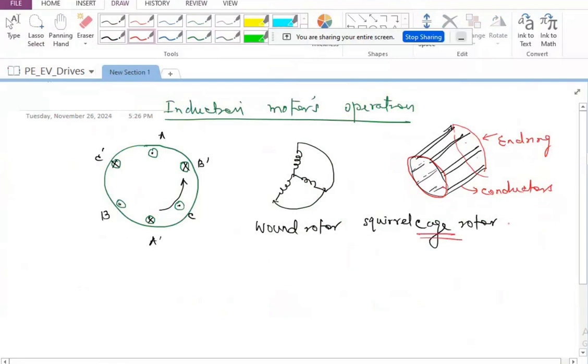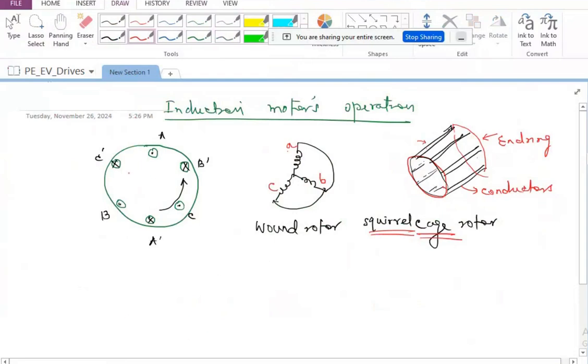That's why we call this a cage rotor. And if you look at the backside of a squirrel, it is going to have these kinds of lines. That is the reason we call this a squirrel cage rotor. In a squirrel cage rotor, it's very difficult to differentiate whether this conductor belongs to A phase or B phase or C phase. Whereas here you will be able to say this is probably A phase rotor conductor, this is B phase rotor conductor, and this is C phase rotor conductor.